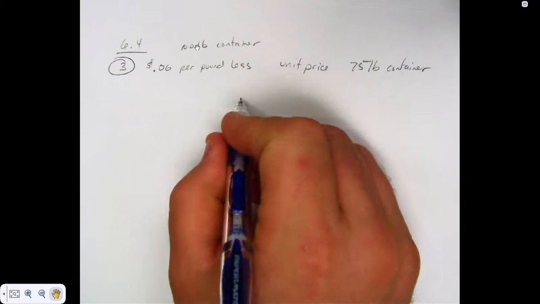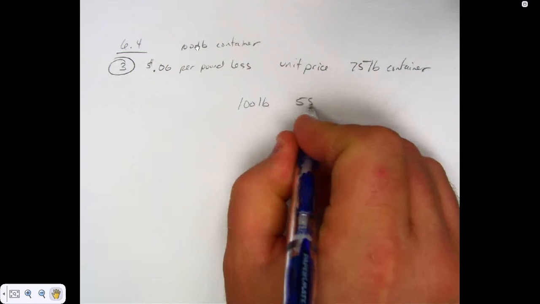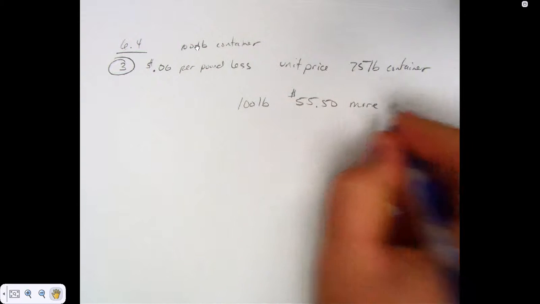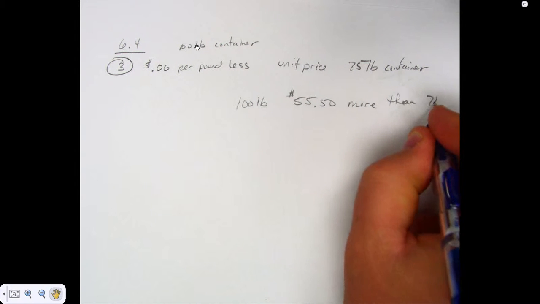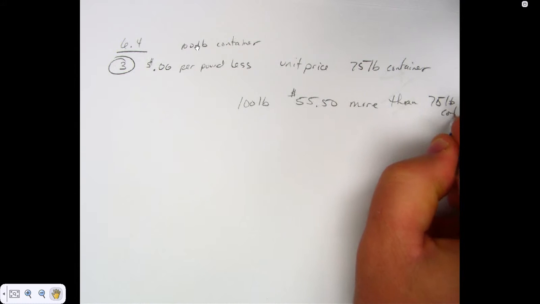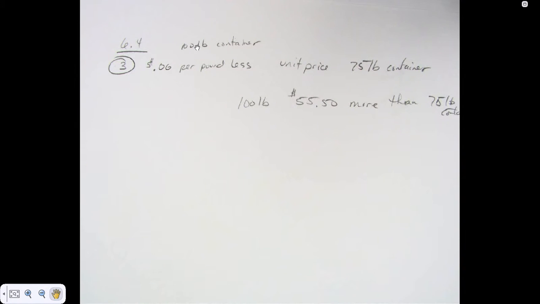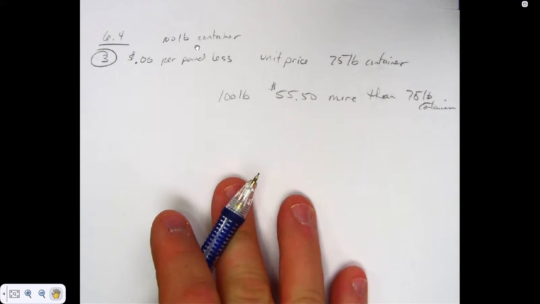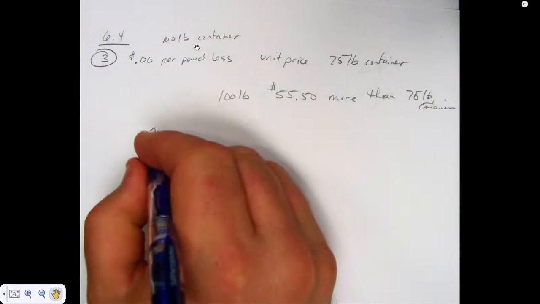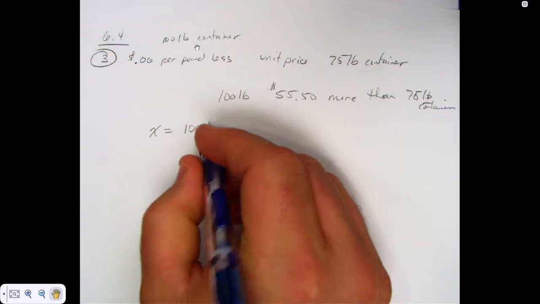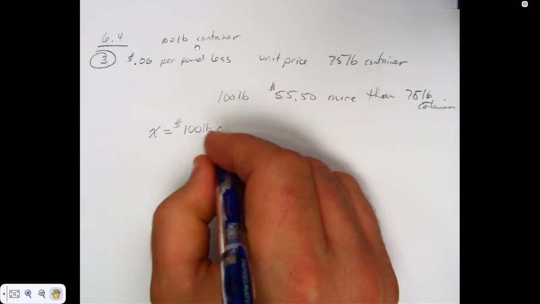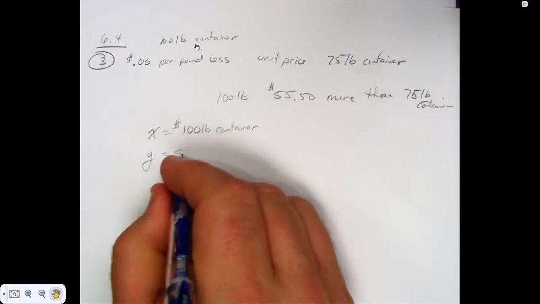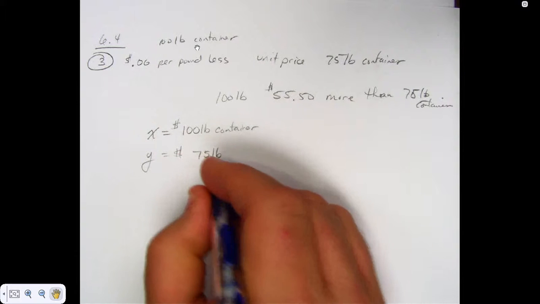So the 100-pound is $55.50 more than the 75-pound container. Okay, what we're going to need to do, this is an algebra problem. We're going to need to create some variables. Let's make x the price for the 100-pound container. That's my first thought. Let's make y the price for the 75-pound container.